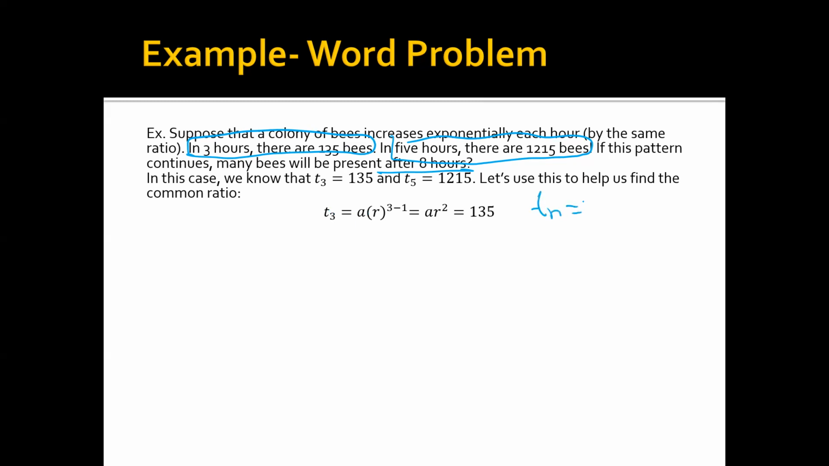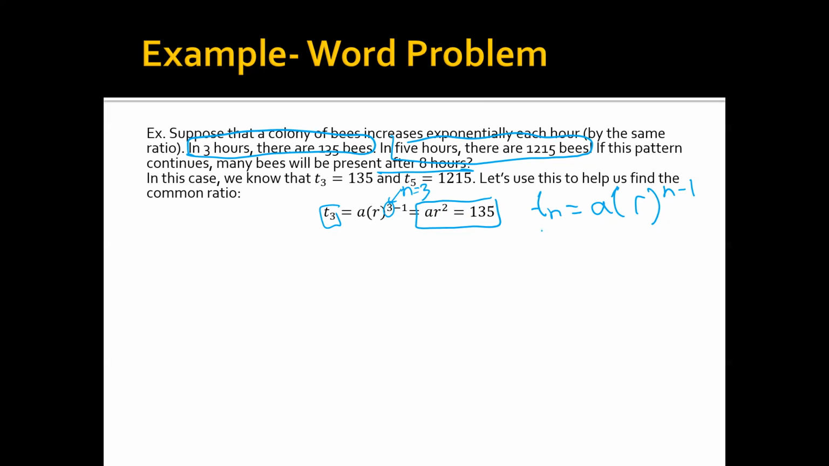Well, I know for a fact, and again, I don't know the formula, but I know that the formula is set up the same way. It's A times R to the power of n minus 1. So in our case, for T3, I simply let n equal 3. And when I do that, I end up getting A times R to the power of 2, which is equal to the T3 term, so the third term, which is 135. It's AR squared because 3 minus 1 is 2. So that means that AR squared is equal to 135.